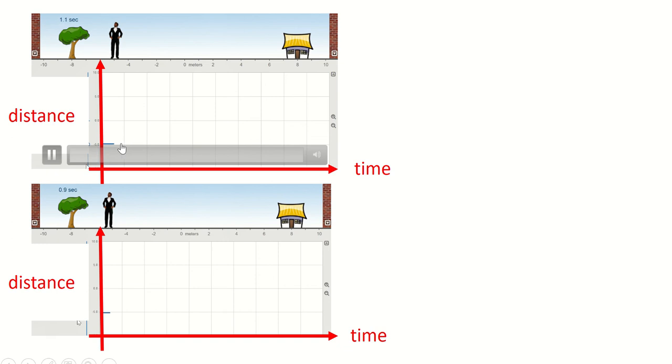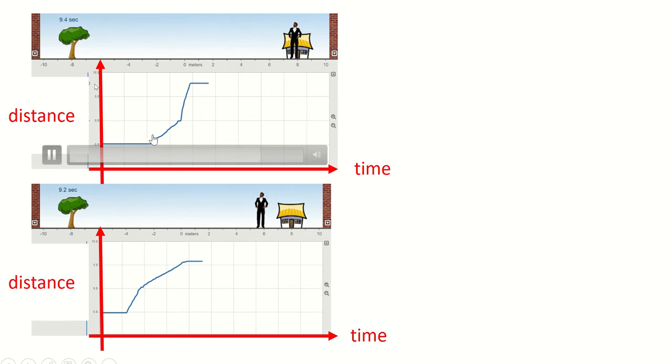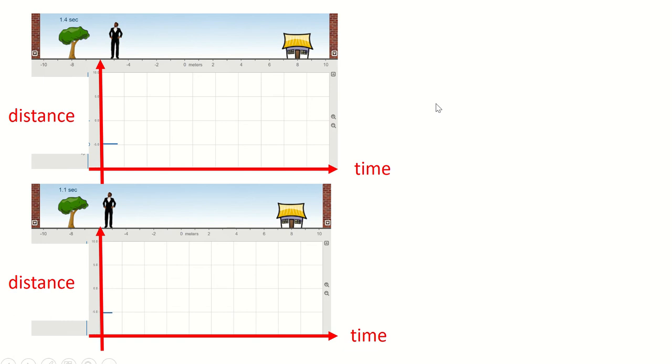a flat line. You see over here, it's a flat line. It means as time passes, the distance is still the same. So that's why it's not moving. So as he moves, then the line will actually start to curve up, move up with a positive gradient. You can see not moving and starts to move.